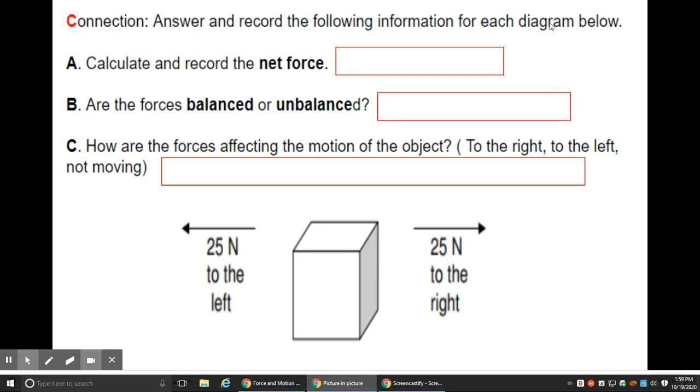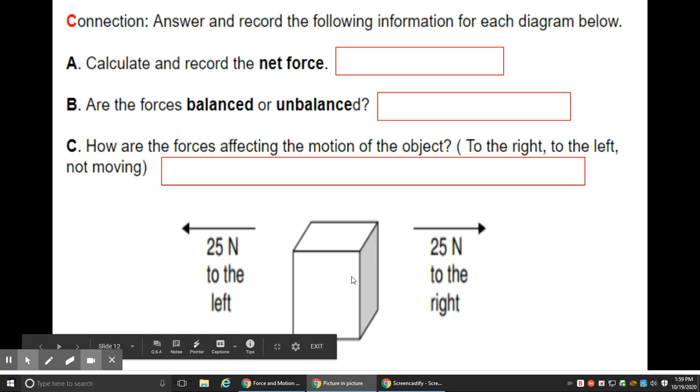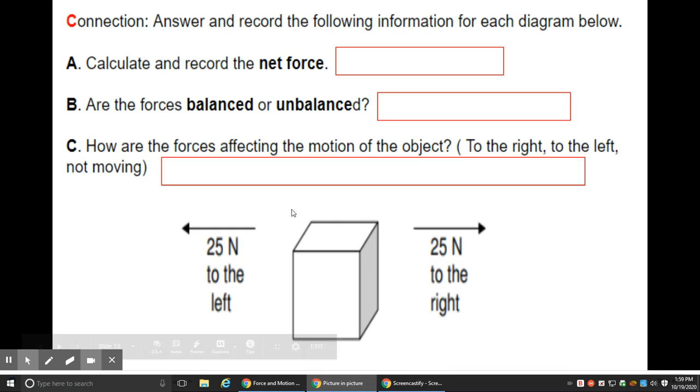Answer and record the following information for each diagram below. Calculate and record the net force. So let's look here. We have 25 newtons of force to the right and 25 newtons of force to the left acting on this box. Since these forces are in opposite directions, we would subtract. 25 newtons subtract 25 newtons would be 0 newtons of force. These forces would be balanced because they cancel each other out.